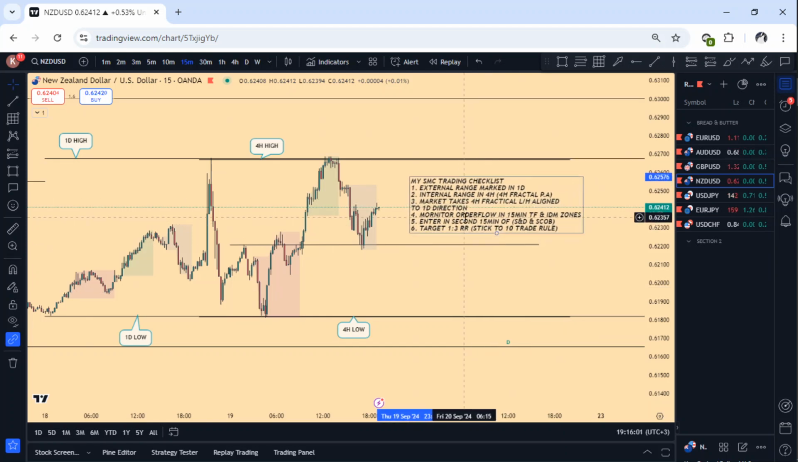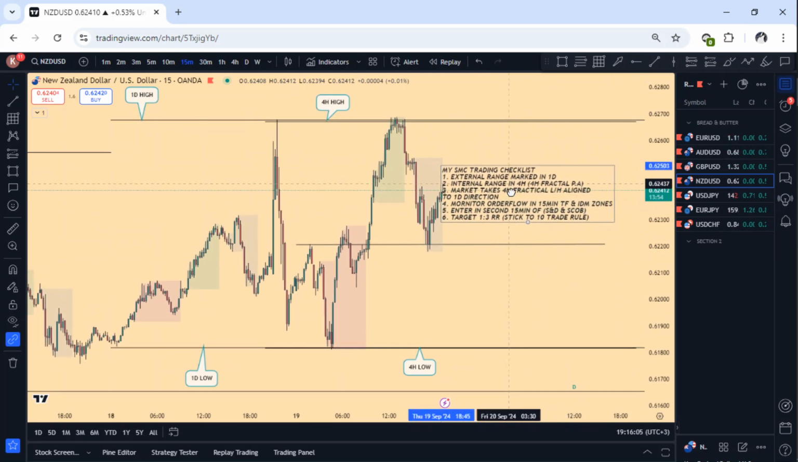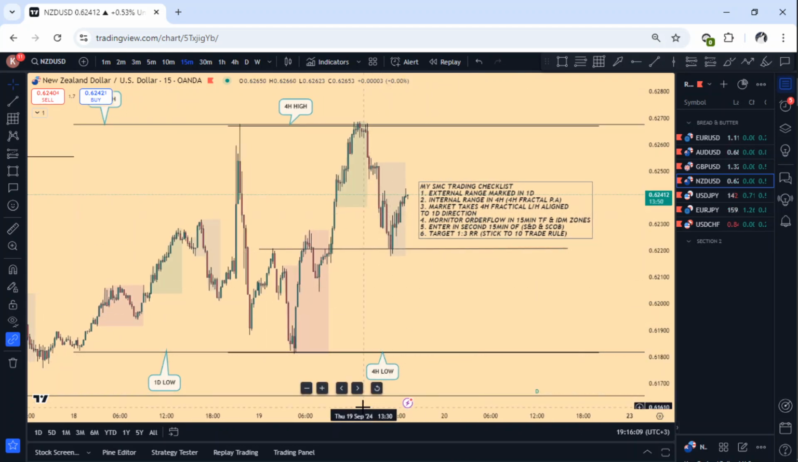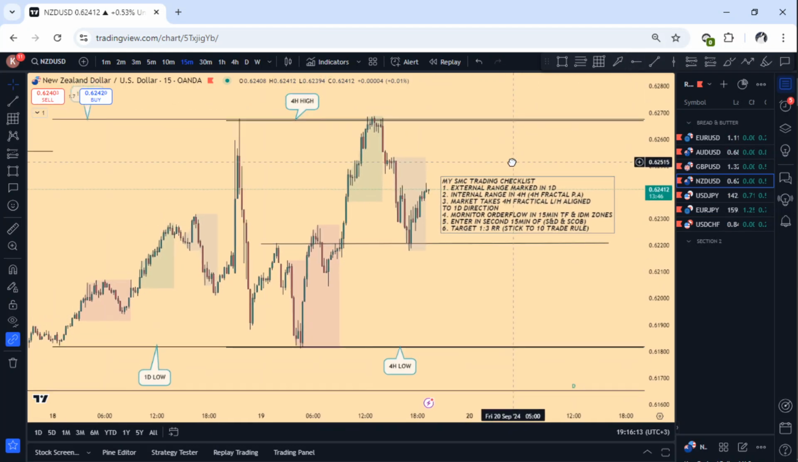So what do we see here? Now let us monitor order flow in 15 minutes. Monitoring order flow in 15 minutes is so easy. Just check from the origin where we started moving, where price started seeing fractal alignments.